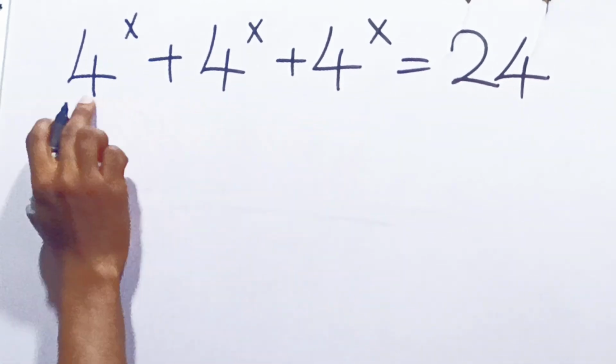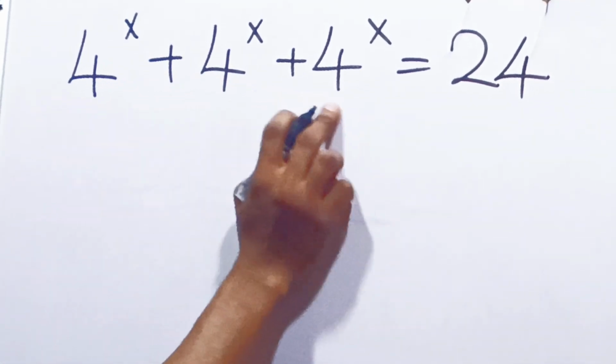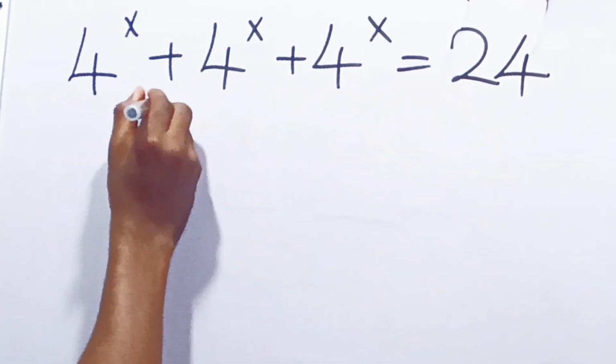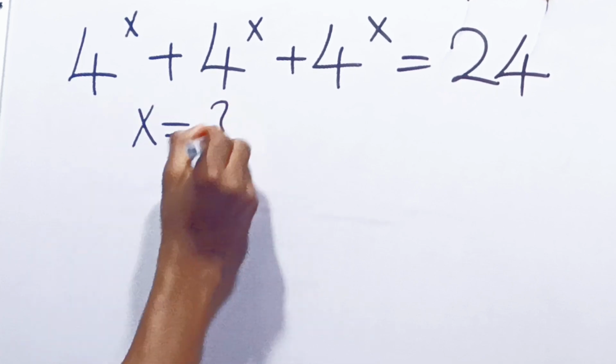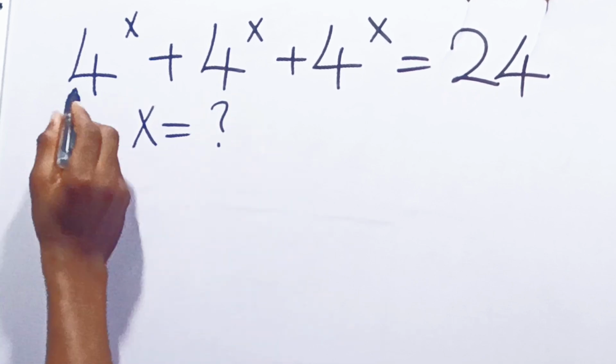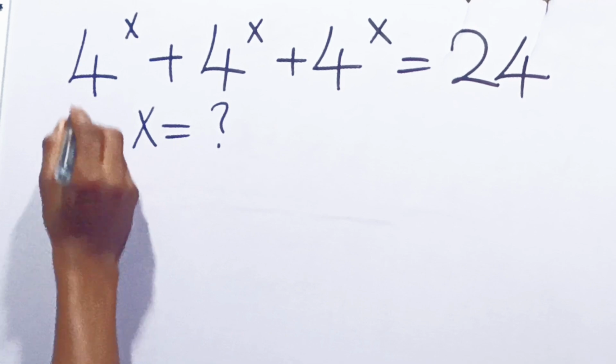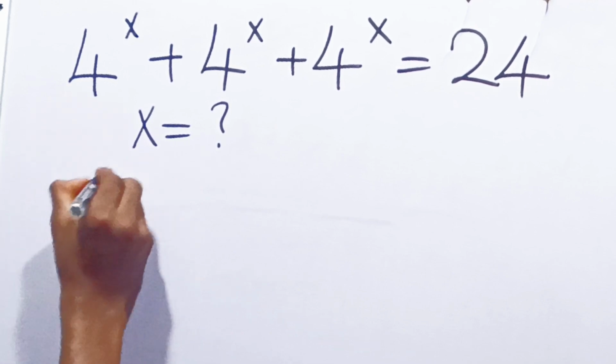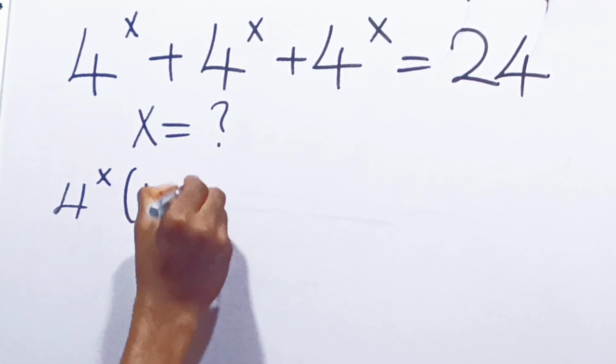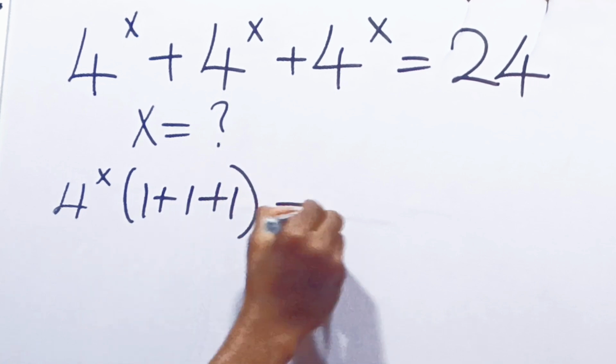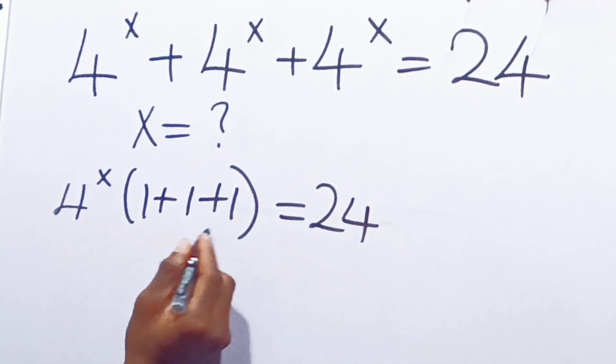together. We have 4 raised to power x plus 4 raised to power x plus 4 raised to power x equals to 24. And we have to solve for the values of x in this question, okay? And the first thing we can do here is to say, when you're adding this, you factor out. So we have 4 raised to power x into 1 plus 1 plus 1 to be equal to 24. Now 1 plus 1 plus 1 is 3.